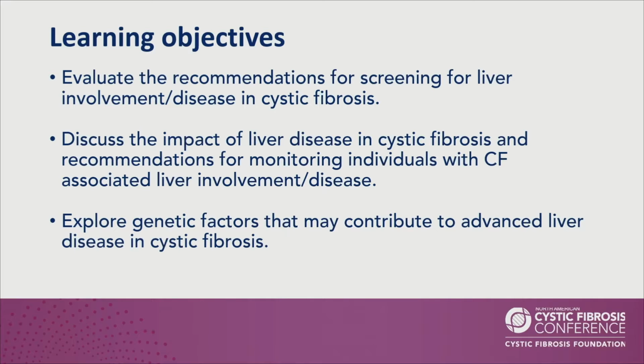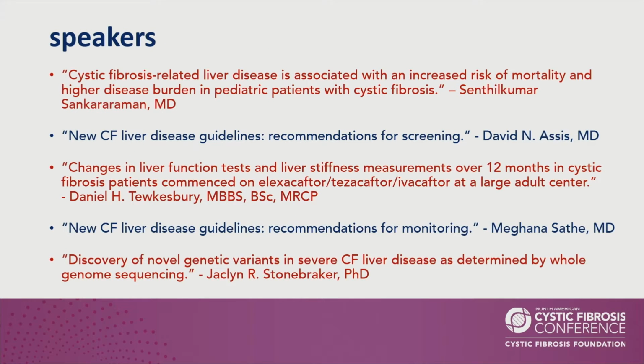So here are our learning objectives for today's workshop. First, we're going to evaluate the recommendations for screening for liver involvement and disease in cystic fibrosis. We're going to discuss the impact of liver disease in cystic fibrosis and recommendations for monitoring individuals with CF-associated liver involvement and disease. And we're going to explore genetic factors that may contribute to advanced liver disease in cystic fibrosis. By no means do I think we're going to answer all of everyone's questions in this area, but hopefully we'll spur some more questions and continued discussion.